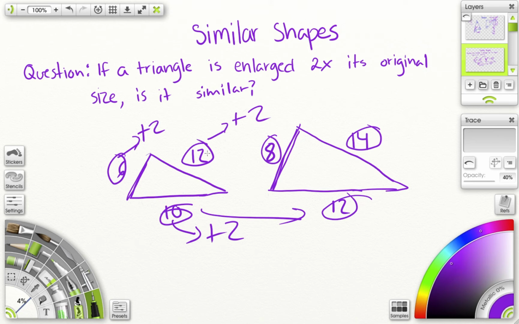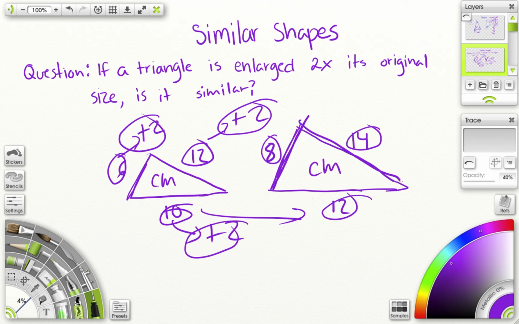Do all the triangles, do they all increase by the same amount? So in this case, all 3 sides increase by 2. So if these were all in centimeter measures, they all increased by 2 centimeters. So this got 2 centimeters bigger, this got 2 centimeters bigger, and this got 2 centimeters bigger. That's one way I can tell. They all add up by the same amount. So they all increased by 2. That's one way to figure it out.